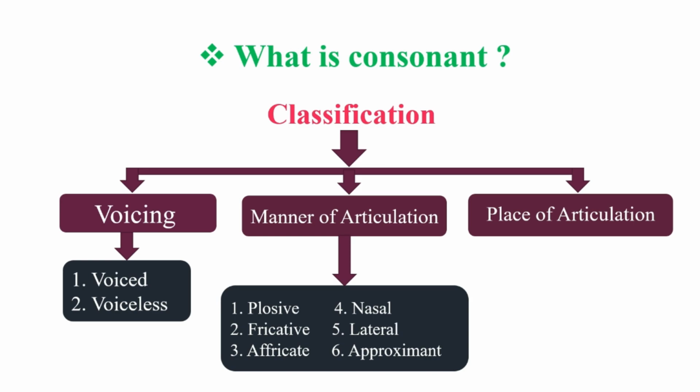If we classify consonant sounds, we'll find there are three major types of consonants. The first one is voicing, the second one is manner of articulation, and the third one is place of articulation. So first, voicing. Voicing refers to the presence or absence of vocal vibrations while we produce speech sounds.